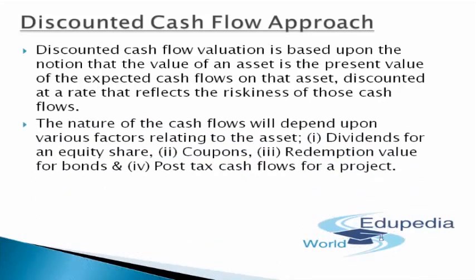The nature of the cash flows will depend upon various factors relating to the particular asset. So it would be, first, dividends for an equity share. Second, coupons, for bond valuation. Remember guys, the major first chapter we took. Third, the redemption value of the bonds. That was also taken care of in the same chapter. And the fourth one, post-tax cash flows of a project. So these are the major cash flows which will be generated depending on various types of assets.